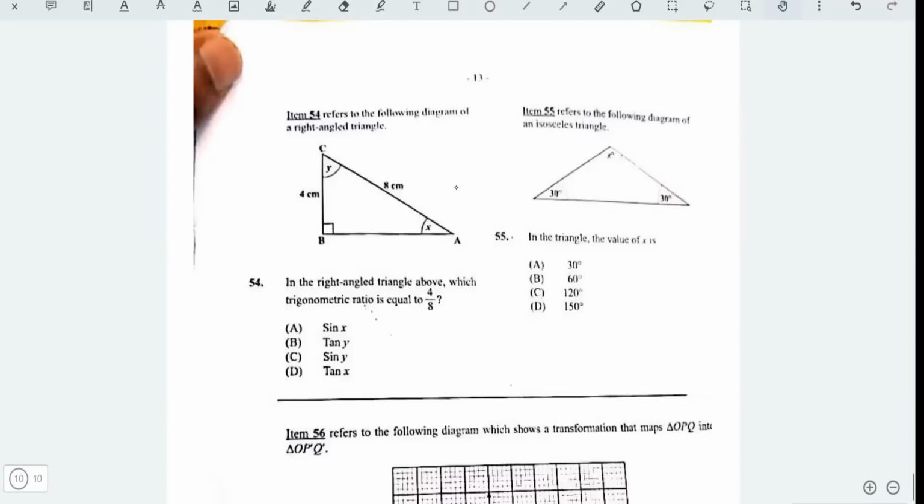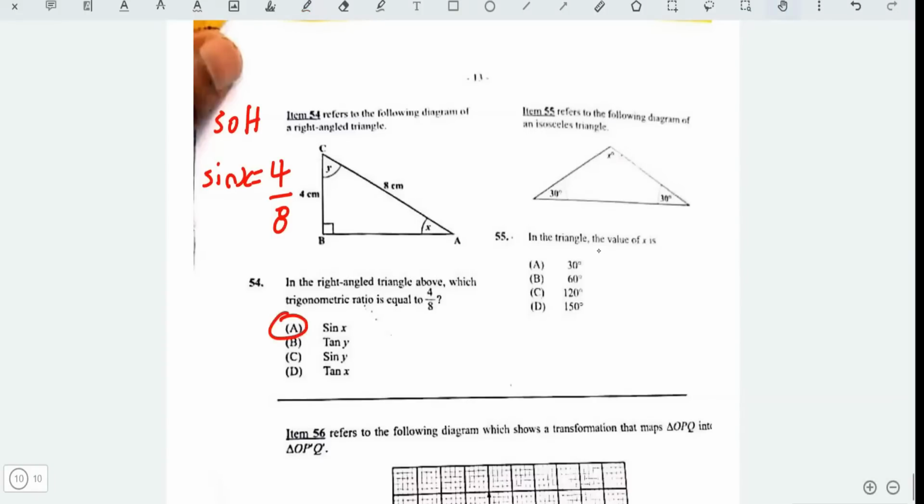It says, in the right angle triangle above, which trigonometrical expression is 4 over 8? So right here, if this is 4, this is 8. Let's look at it now. Let's say this is the angle we're focusing on. If we're focusing on x, then this would be the opposite. So the sine of x is equal to 4 opposite over a hypotenuse 8. Remember, it's SOHCAHTOA. And so sine x is 4 over 8. That's option A. Nothing hard there.